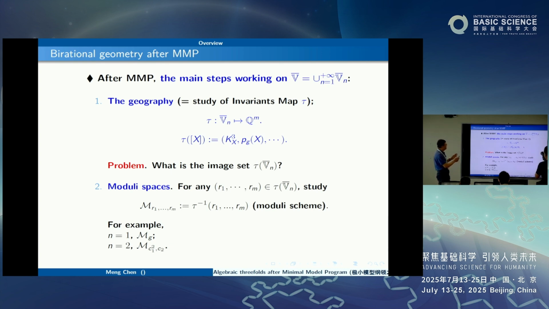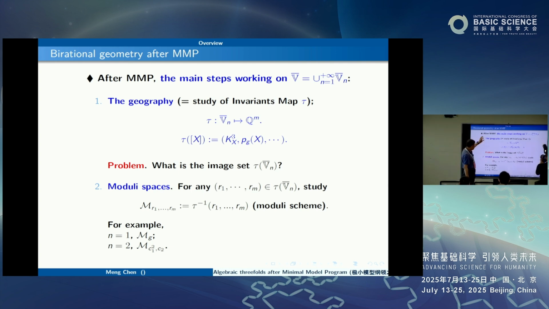But how many invariants are used? It depends. Starting from dimension 3, this is more complicated than the dimension 1 and dimension 2 cases. For example, in dimension 1, using this strategy, maybe only one, the geometric genus, is enough. In dimension 2, if we consider a surface of general type, maybe 2 is enough, maybe K1 square and C2.